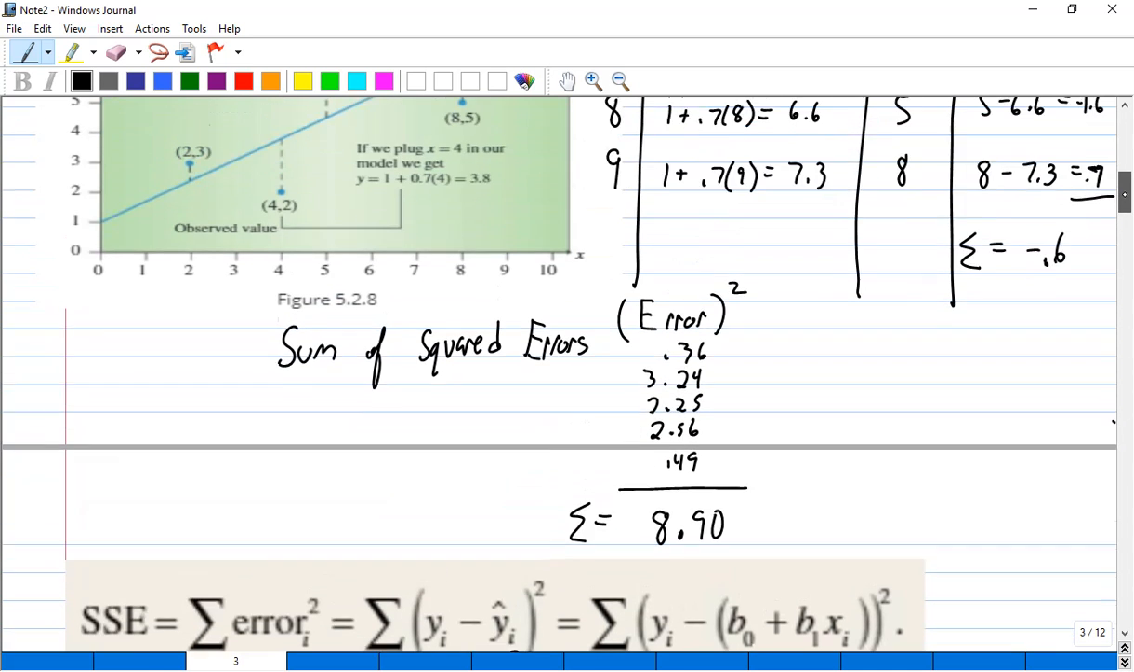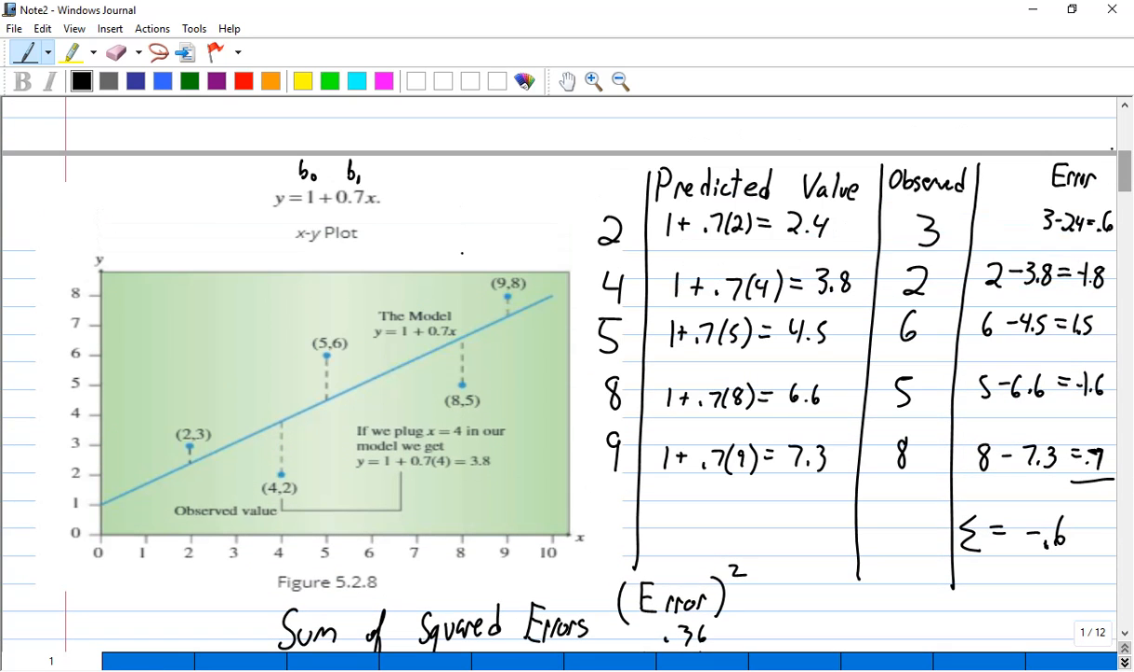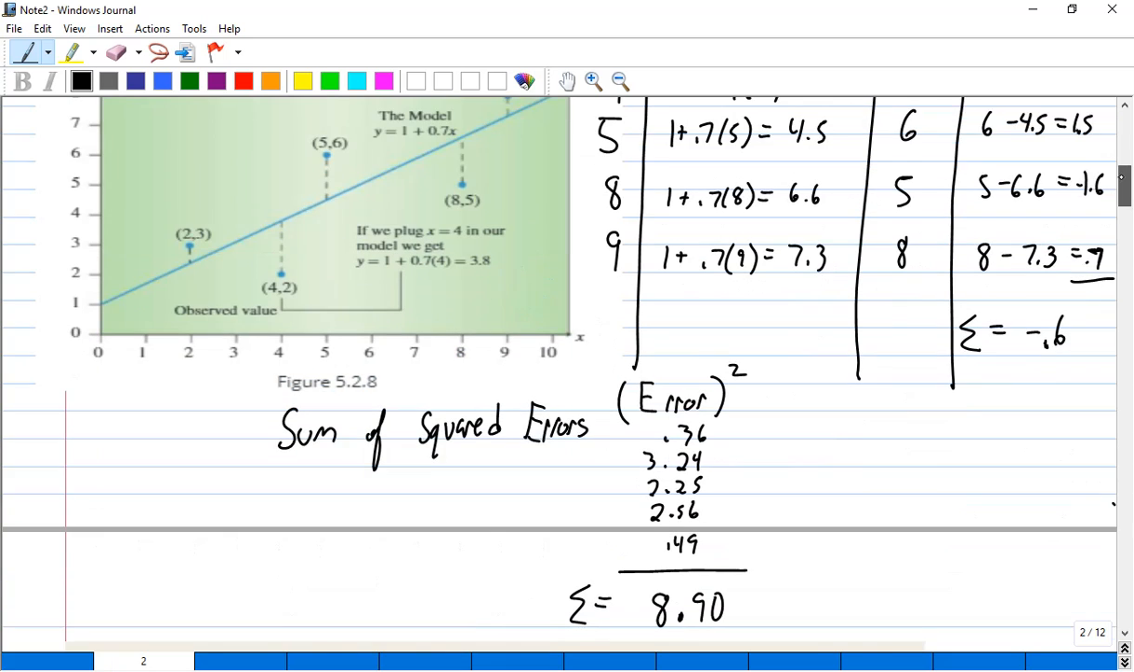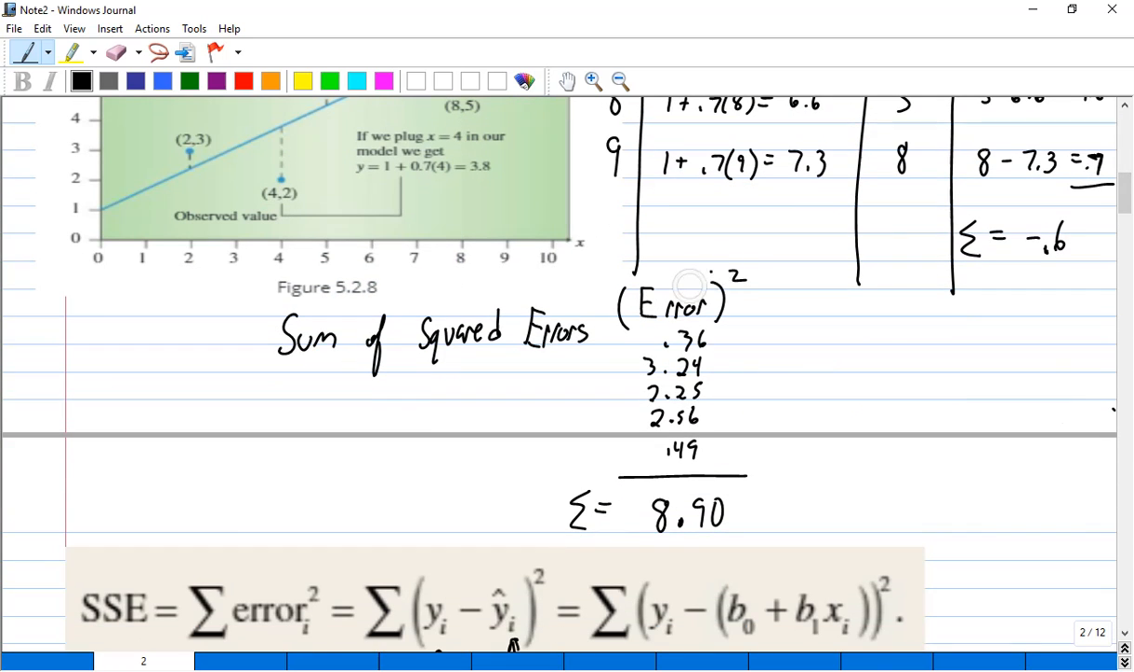Now, why can't we just use the errors? Because again, some of the errors are positive and some are negative, and if you add them all together, the negatives and positives cancel each other out. If we're going to start comparing different lines, it will be important to have a value that doesn't consider positive and negative values, just positive values. And so to do that, we simply square each value.